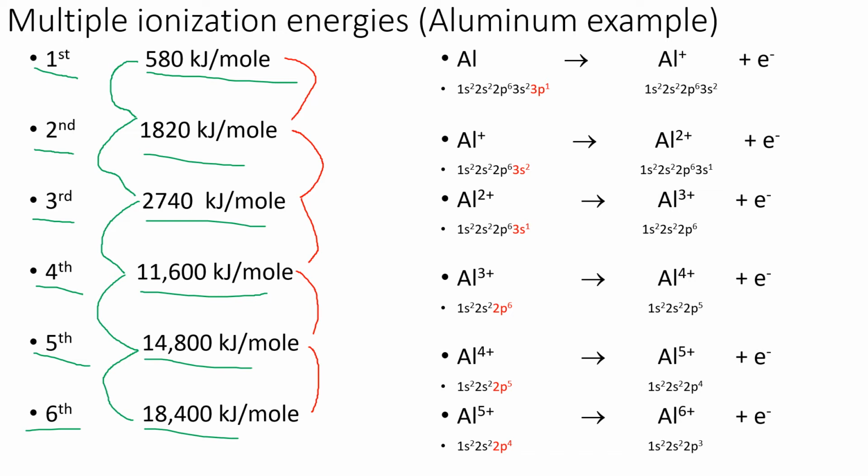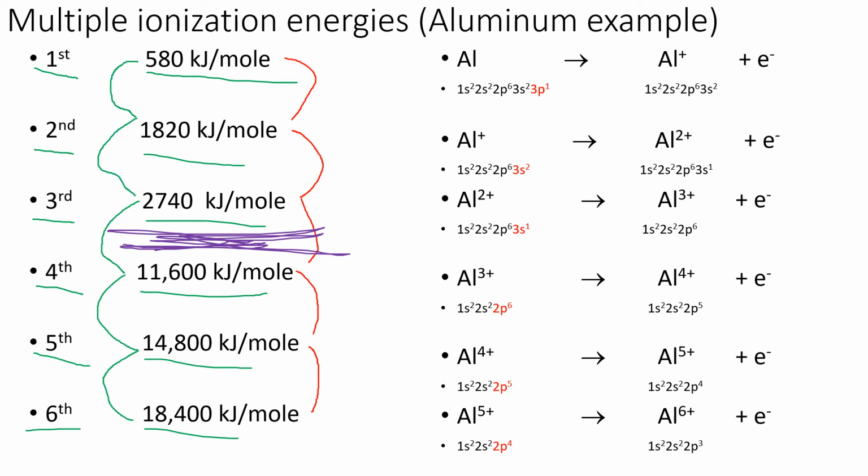There's another thing we want to look at with this data. Besides the fact that they're all increasing, we already talked about that, what you will also see is a big jump. Between the third and the fourth, we're seeing a gigantic jump in the ionization energy. 580 to 1820, bigger, but not a huge increase. 1820 to 2740, bigger, but not a huge increase. Here's this big increase, 2740 to 11,600. That's a huge increase that doesn't follow with the rest of them.